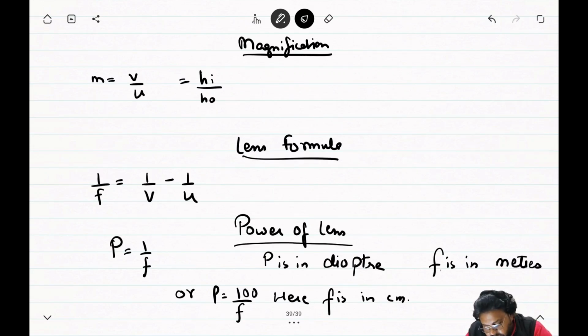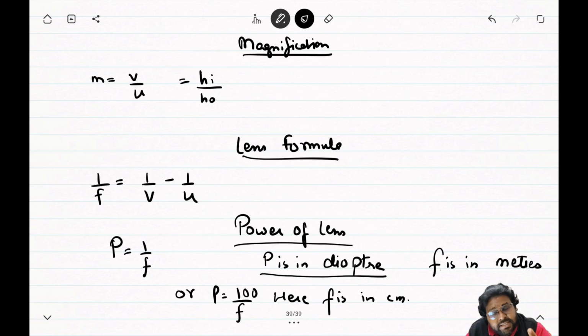We have one more formula here, that is the power of a lens. Now what is power of a lens? P, the power of a lens, is the reciprocal of focal length. And focal length should be in meters. Meter is the SI unit of distance. So P is 1 by meter. That means it's diopter. You must have heard the power of lenses. I am using 0.5, that is 0.5 diopter. The capital D is the unit, diopter.